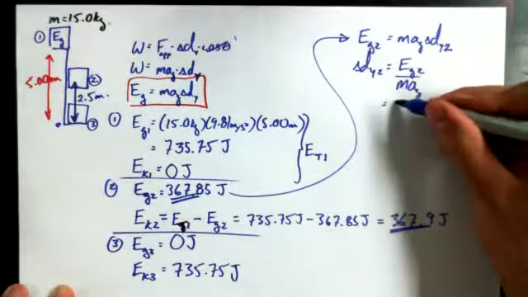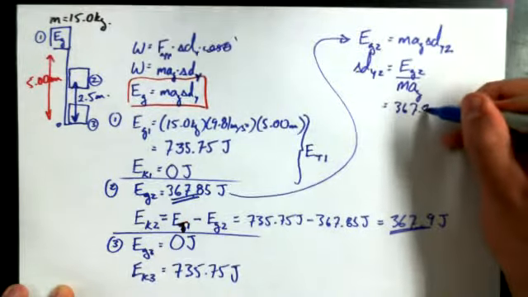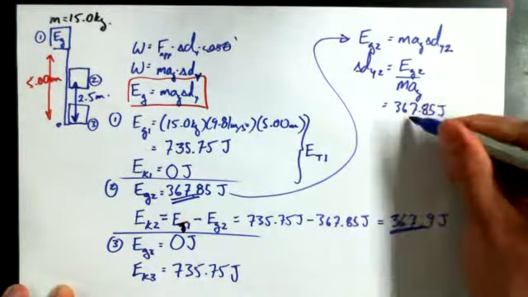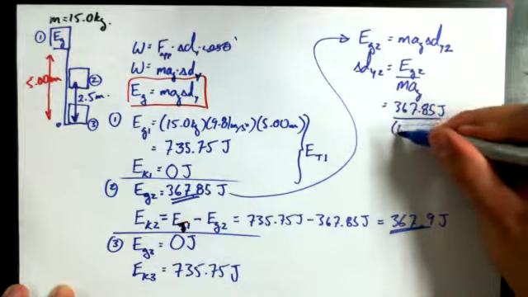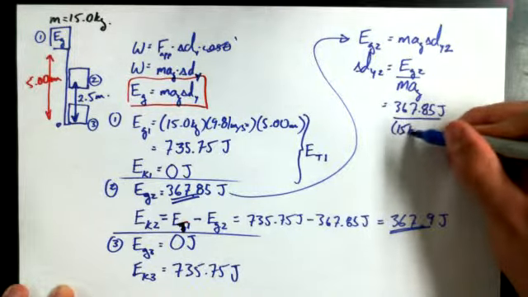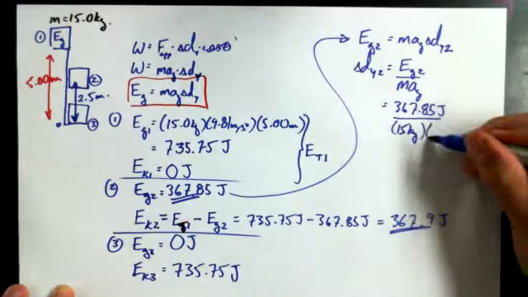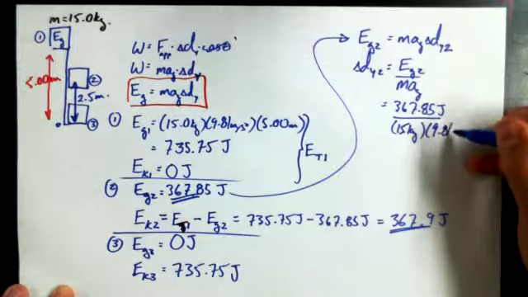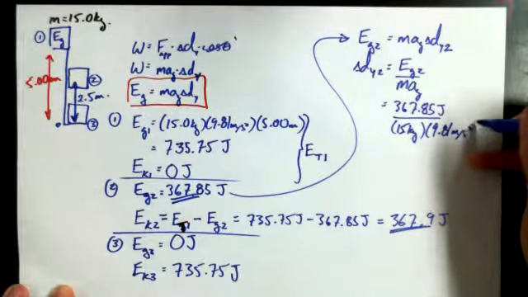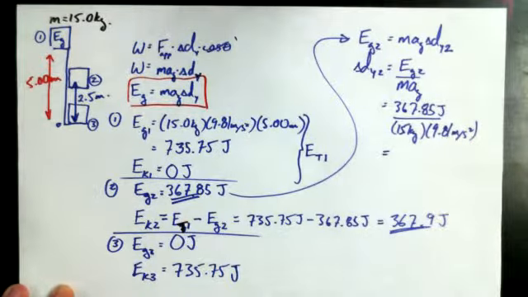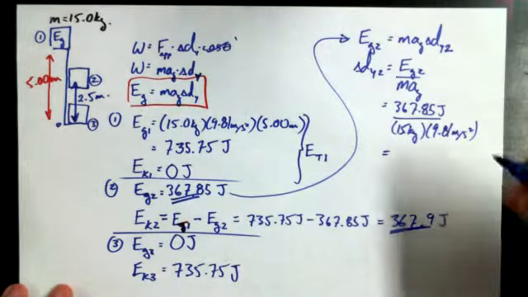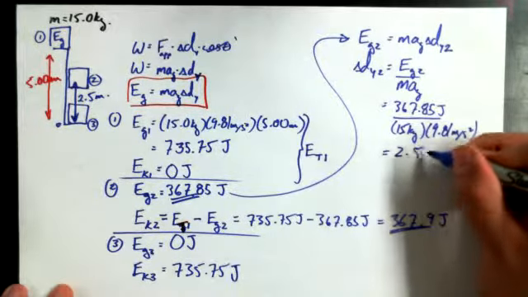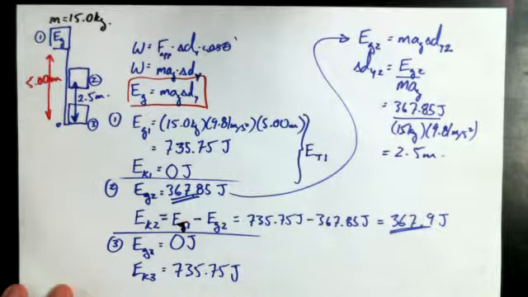Delta dy2 is equal to Eg2 divided by mass times acceleration due to gravity. Eg2 we said was 367.85 joules. Mass was 15 kilograms. Acceleration due to gravity, as always, is 9.81 meters per second squared. And do I get about 2.5? You do the calculations. There may be a few trailing decimals there, but you get about 2.5 meters. And I can confirm that 2.5 meters really is my height if that's my gravitational potential energy.